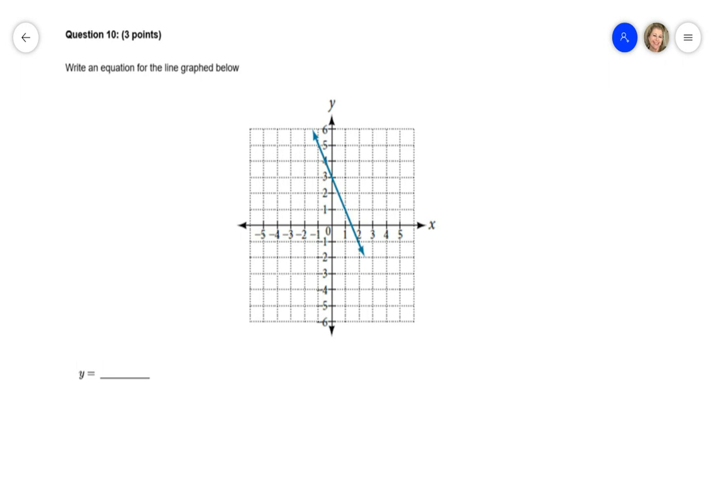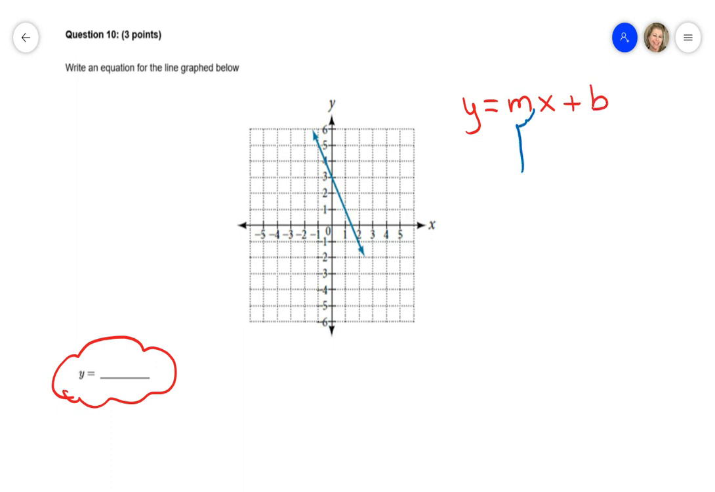Right, this one wants you to take a graph and, from looking at it, write the equation for the line. You can only do this if it is a very clear line. And I'm looking down here. This is where they want the answer, and they've got y equals. That means they want it in the y equals mx plus b form.